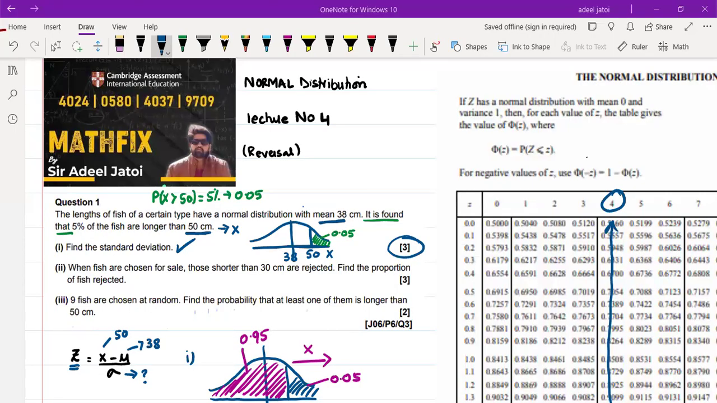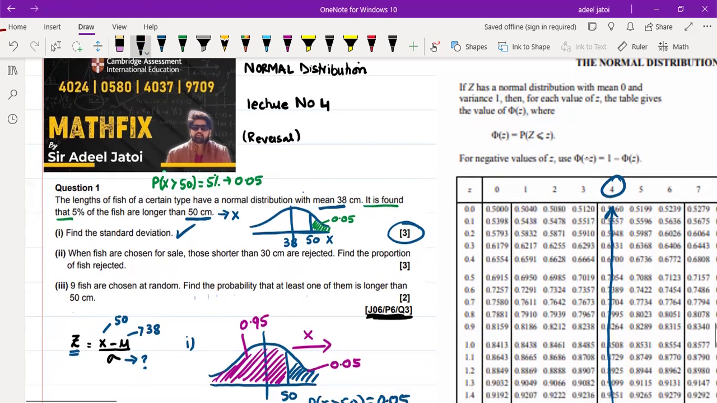Okay, up till now it was lecture number 4. But since we started off with the question, we completed part 1, the standard deviation as 7.3. Now let's work upon the other part as well to complete this question. Now, this question was in June 2006, paper 6, question number 3, question number 1.